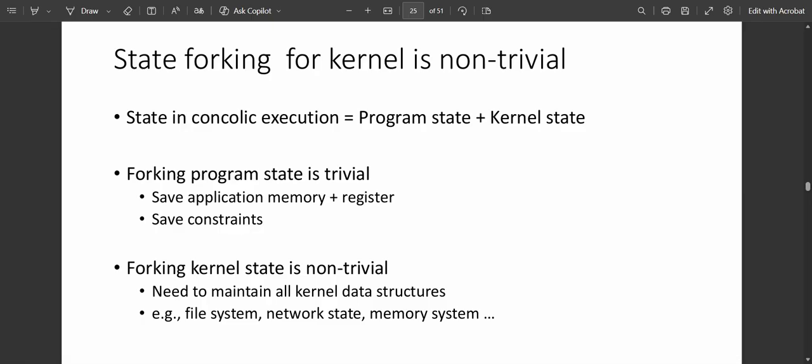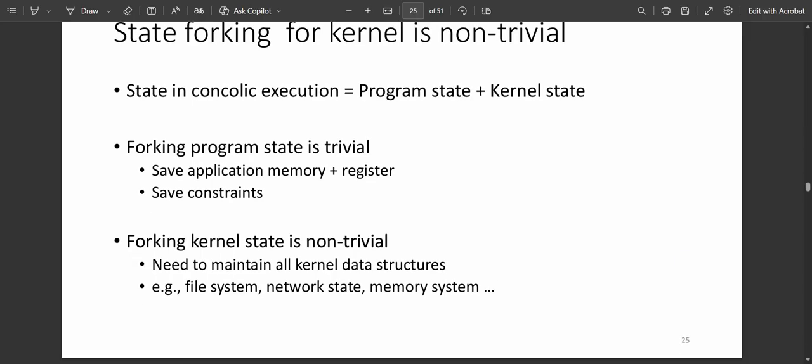It saves the application memory and the registers, and saves constraints. It also needs to maintain all kernel data structures, for example file systems, networks, memory systems, and etc. If you combine the program state plus the kernel state, you get the state in concolic execution, which is the same amount of memory for the program state and the kernel state combined.